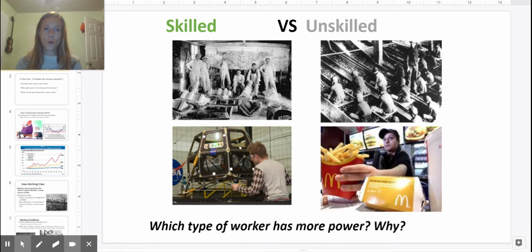And so hopefully you said skilled labor. Why do they have more power? Because they have specific skills. They build whole things. You need them. The person is valuable. In these images, unskilled labor is somebody who does repetitive tasks, and basically they can get anybody to do it. So the person is not really valued. The object is going to be more valued than the person's skill.